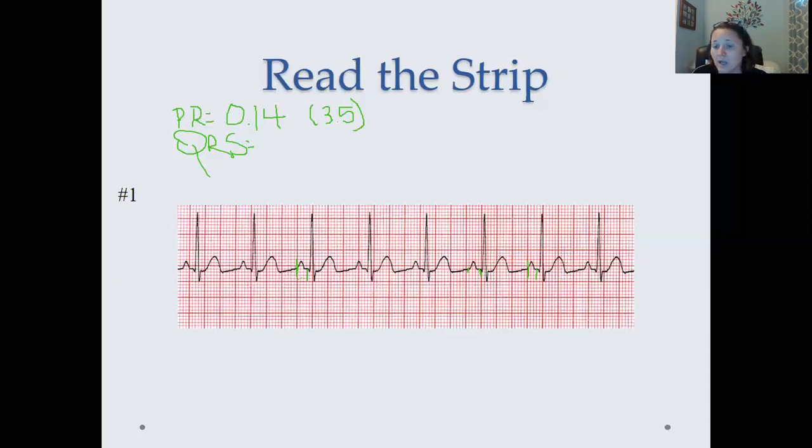So next up, we've got our QRS complex. And again, I like to measure it based off of a line where it's starting. Let me erase what I've got on here so we don't get confused. Okay.